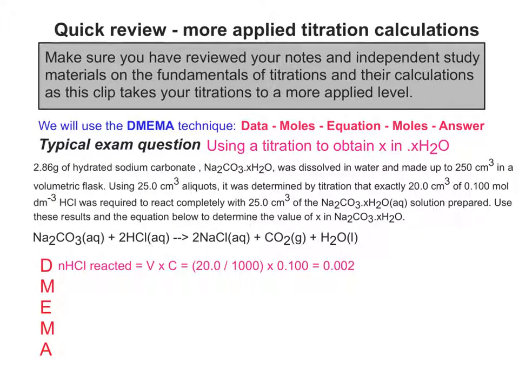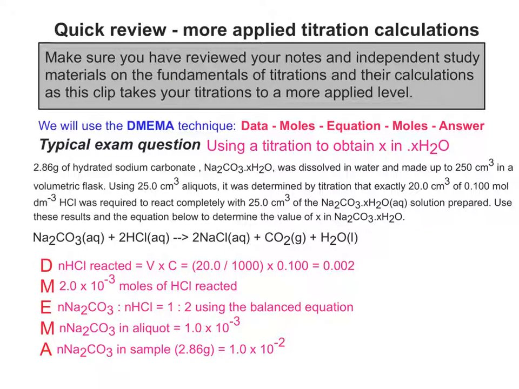So as normal, we start by working out the moles of the substance we have enough data for. In this case, it's the HCl. So fast forwarding through the process slightly, hopefully you can follow it fairly easily. Using the data, you could get 2 times 10 to the minus 3 moles of HCl reacted. So therefore, the ratio of moles of sodium carbonate to moles of HCl from the balanced equation is 1 to 2, so that gives us 1 times 10 to the minus 3 moles of sodium carbonate in our aliquot.